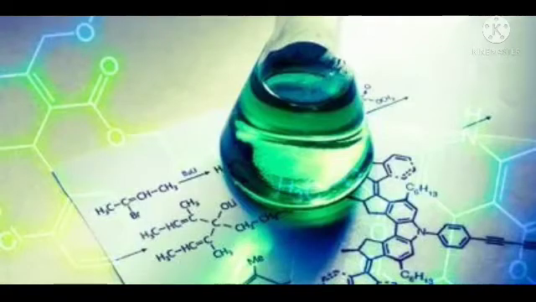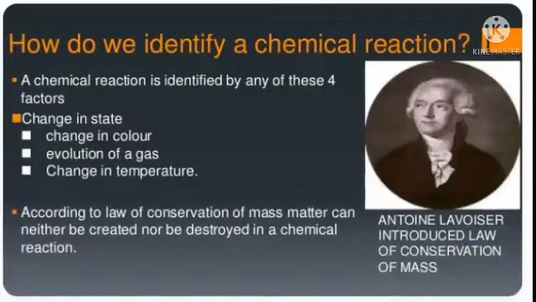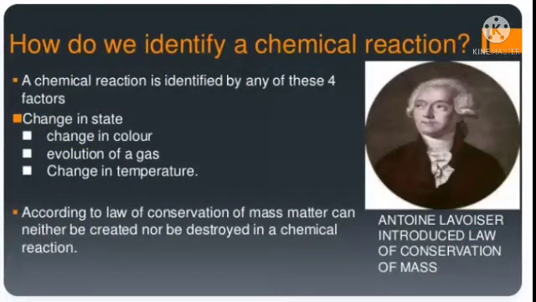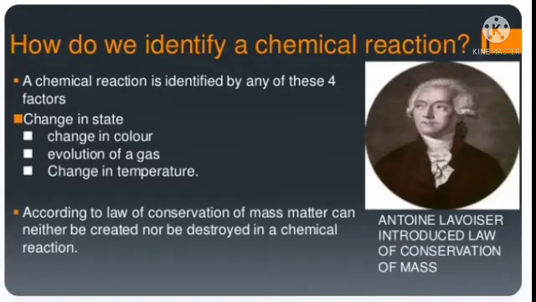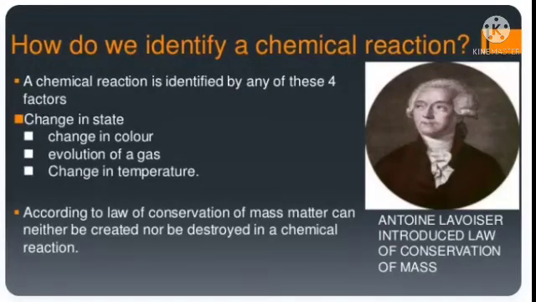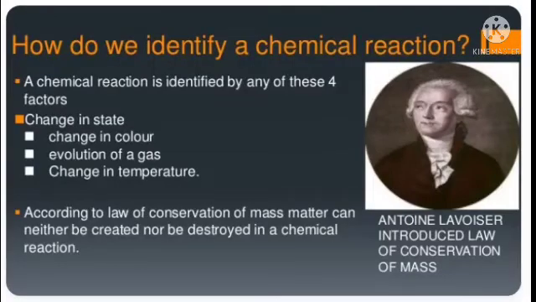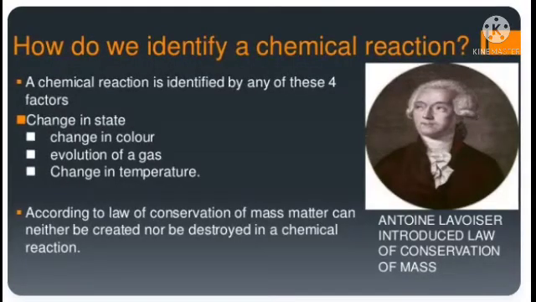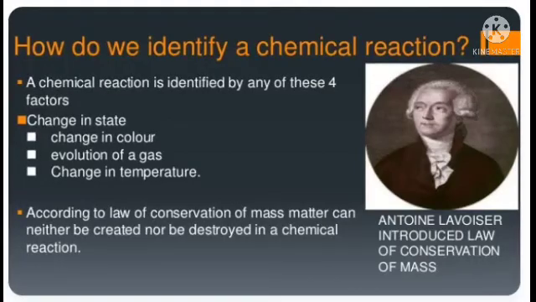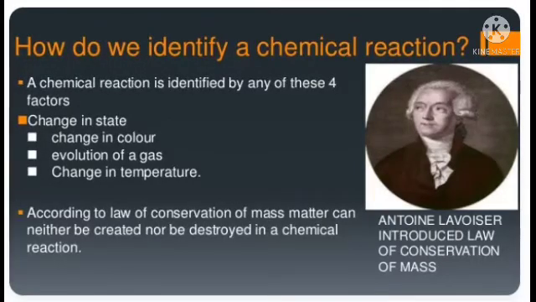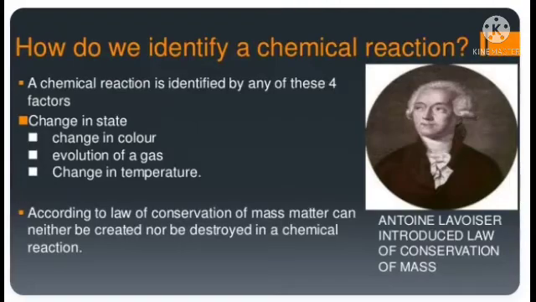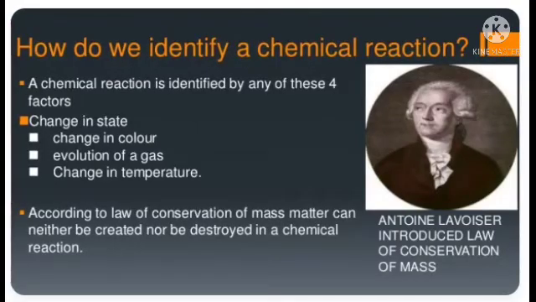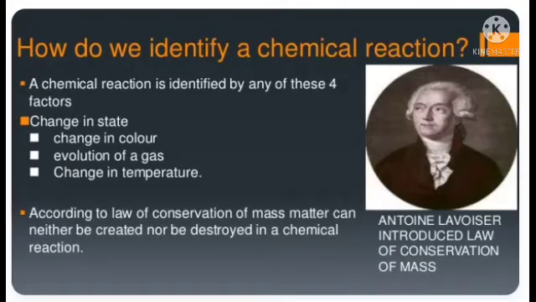Whenever a chemical change occurs, we can see that a chemical reaction has taken place. How to identify whether a chemical reaction has taken place? There are four observations which help us to determine whether a chemical reaction has taken place. First one, change in state. Second one, change in color. Third one, evolution of a gas. Fourth one, change in temperature.